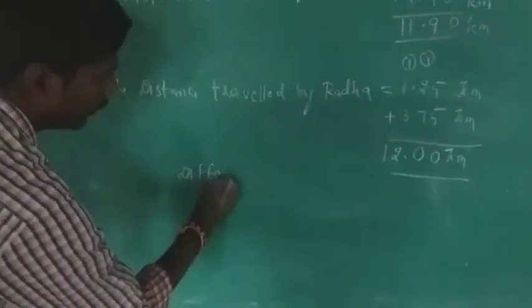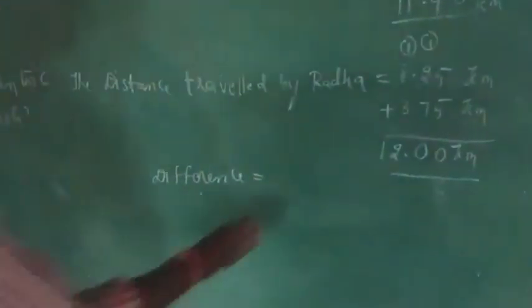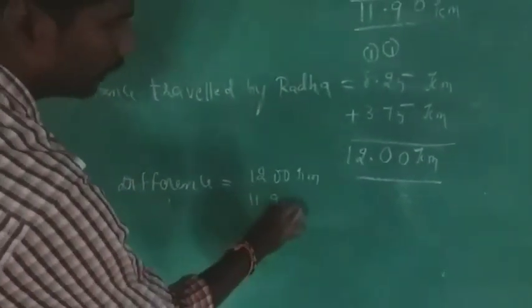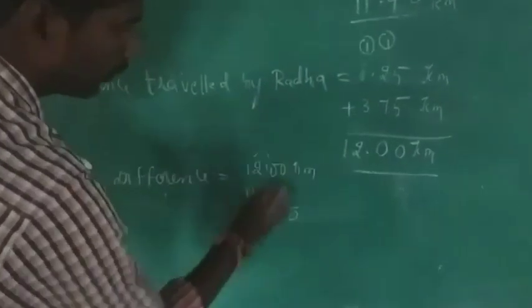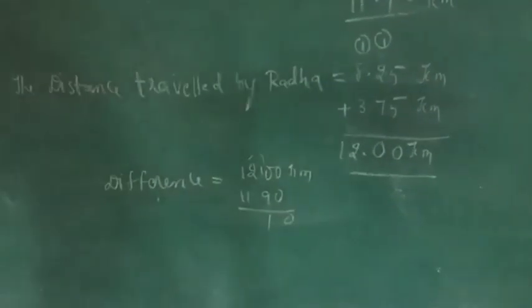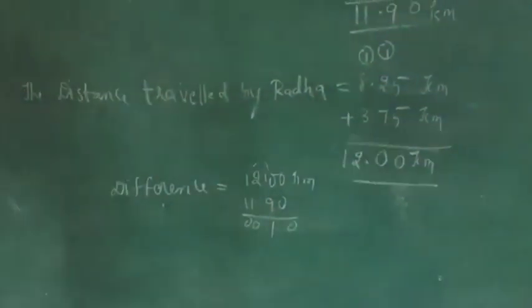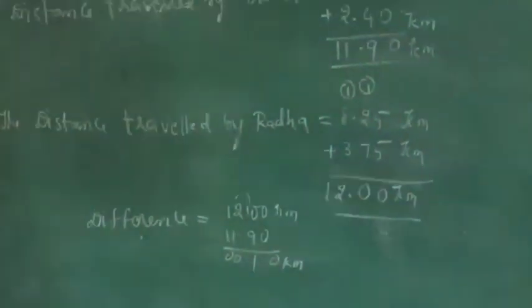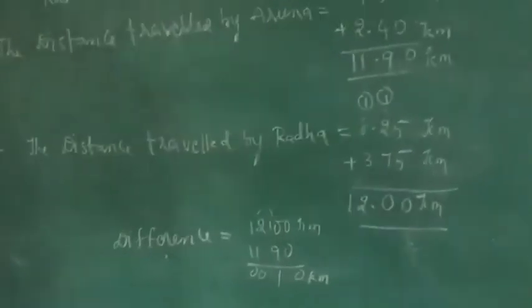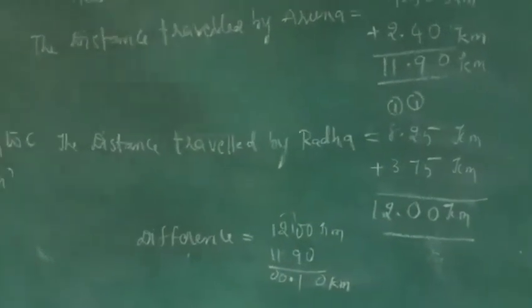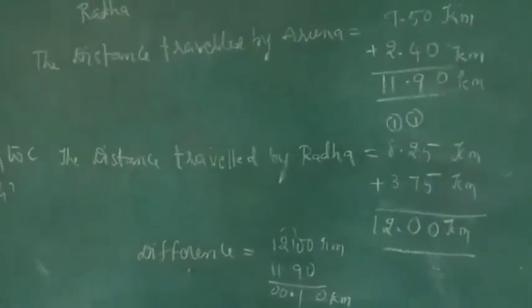Subtraction. Difference units. Difference. So what you will do? 12.0 kilometers, 11.9. So 0, take power of. What you will get? 1 0 0. So 10 kilometers. How much? 10 kilometers traveled more. So you concentrate on this problem.